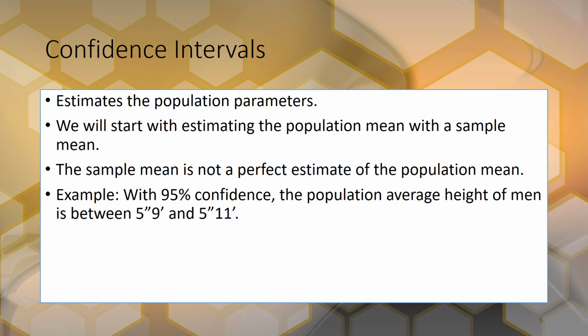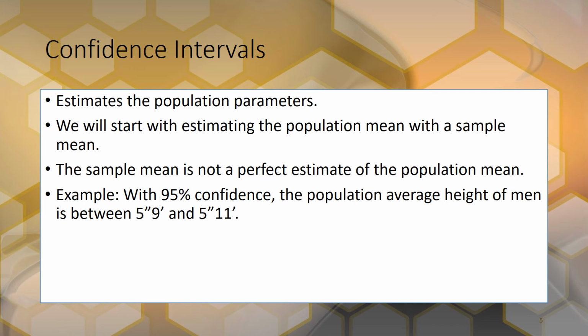So first thing we're going to go over is confidence intervals, and this estimates population parameters. And we're going to start with estimating the population mean with the sample mean. So we're only going to have one sample at first. Later on we'll have more. And the sample mean is not a perfect estimate of the population mean, right? It's going to be a little bit off.